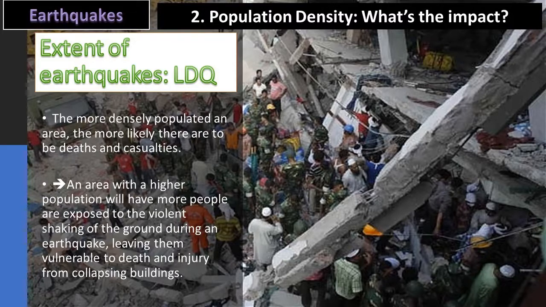Therefore, the impact of a higher population density on an area will be greater as there will be more people exposed to the vibrations during the earthquake, leaving them vulnerable to infrastructure like buildings collapsing. This can result in more deaths and injuries.